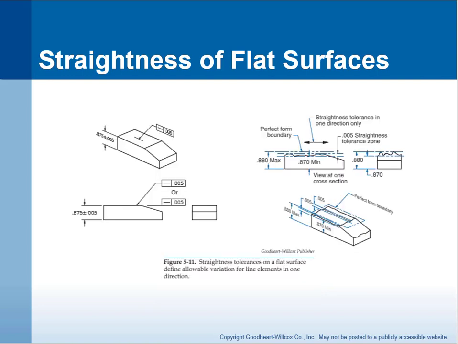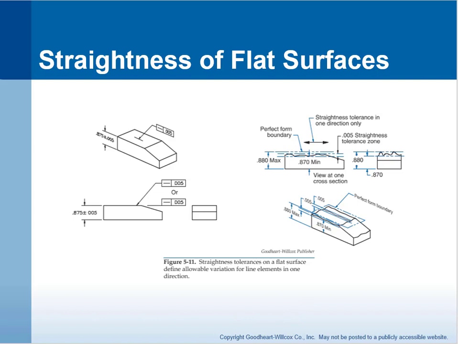Okay, so here's what it means. Okay, so we have a perfect form boundary. Again, this is 875 plus or minus 5, so 880 max. That was our perfect form boundary at 880. Straightness tolerance is only in this one direction. And then we have a 5,000 straightness tolerance zone. That depends on where the minimum and the maximum for that surface is on that line. And again, it only applies in this direction.